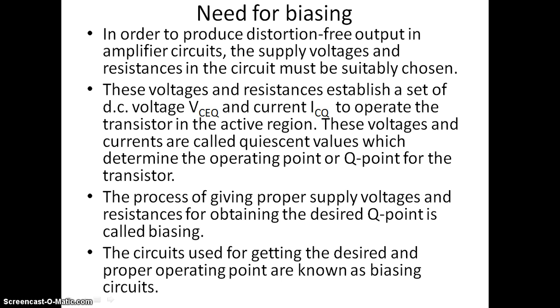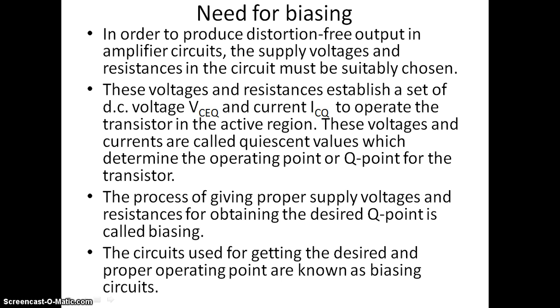What is the need for biasing? In order to produce distortion-free output in amplifier circuits, the supply voltages and resistances in the circuit must be suitably chosen. These voltages and resistances establish a set of DC voltages.